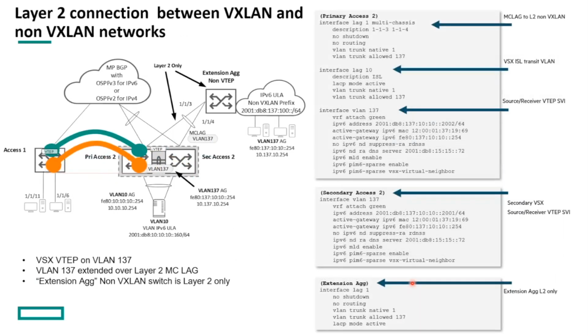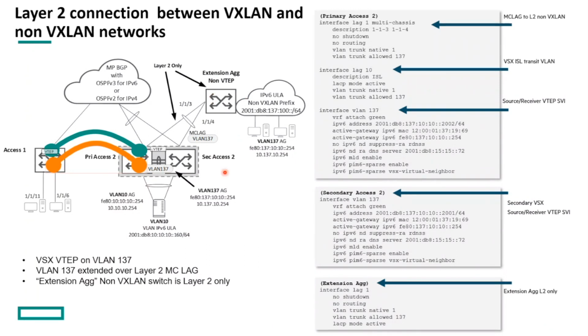So now I'm going to talk about connectivity. So we talked about the use cases of connecting to non-VXLAN networks. So here we're talking about a layer 2 connection between VXLAN and non-VXLAN networks. So all I'm really doing is extending layer 2 to this non-VXLAN switch. This is layer 2 only.